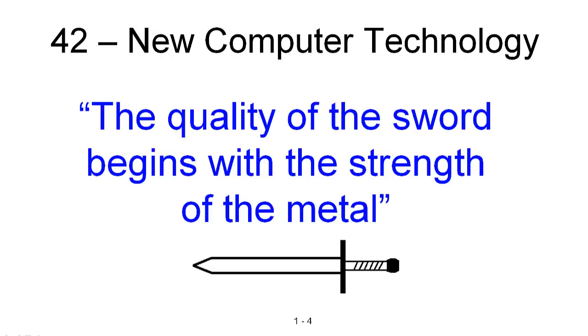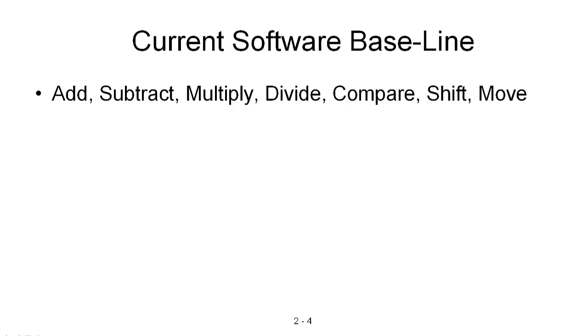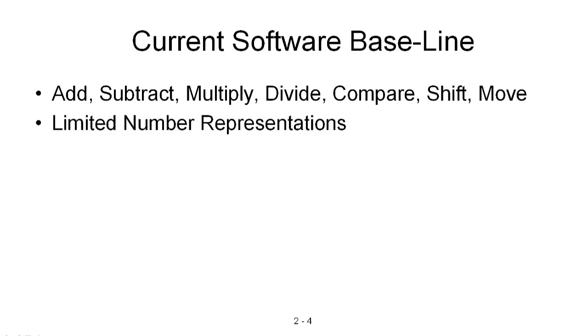My thought is that the quality of the sword begins with the strength of the metal. So when we build any device of any kind, specifically software, if we compare that to a sword, we want to look at what we start with in our current software development baseline. What is it that we start with? We start with operations that we can perform. We can add, subtract, multiply, divide, compare, shift, and move. A few other little ones, but basically this is our world of the materials we have to work with.